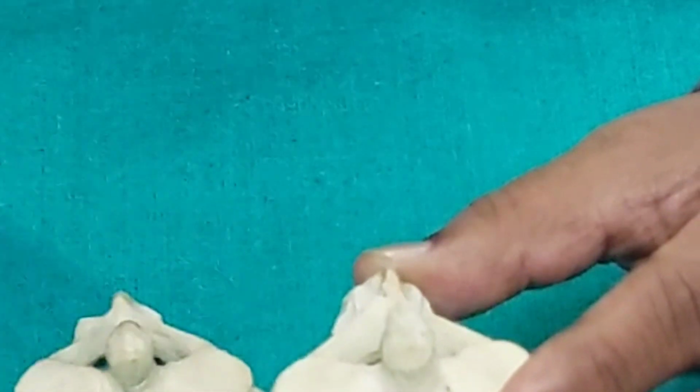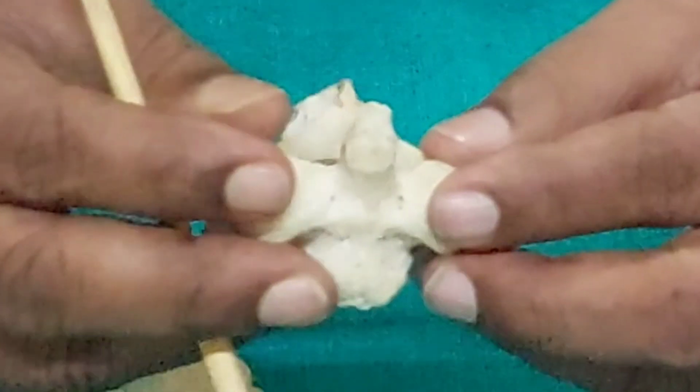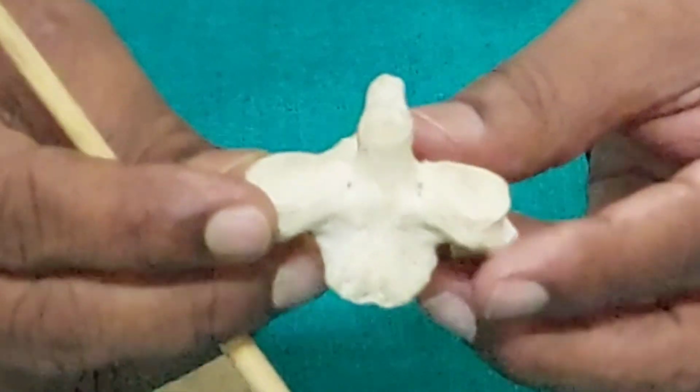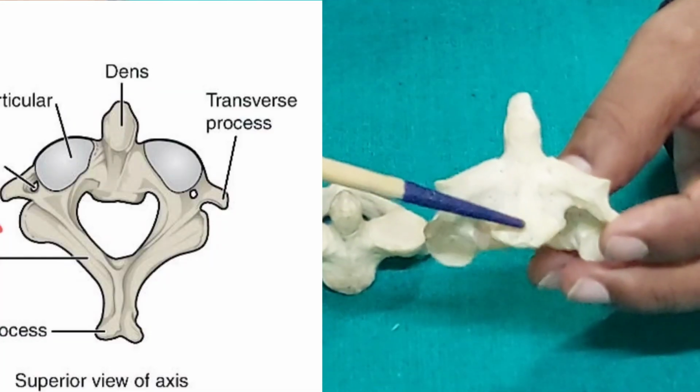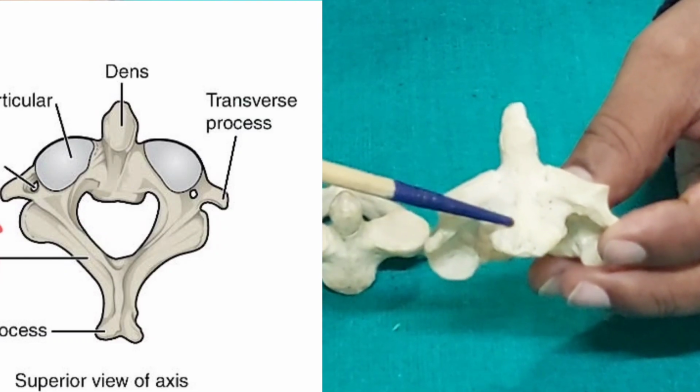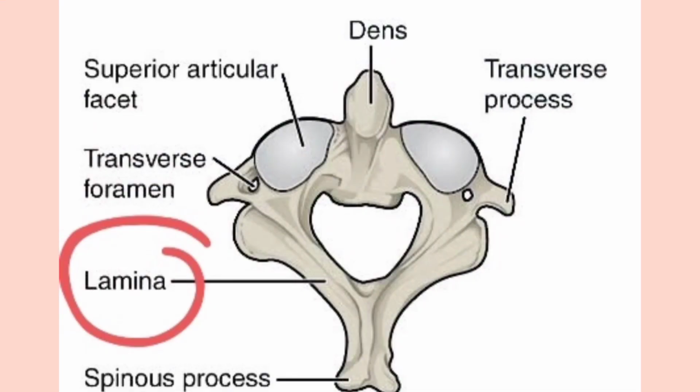Then what are its parts? Parts are the body and the vertebral arches, like that of the other vertebrae. Which one is the body? This is the body. The body is a composite and consists of the fused centrum of the atlas and the axis, and a rudimentary disc is present between them.